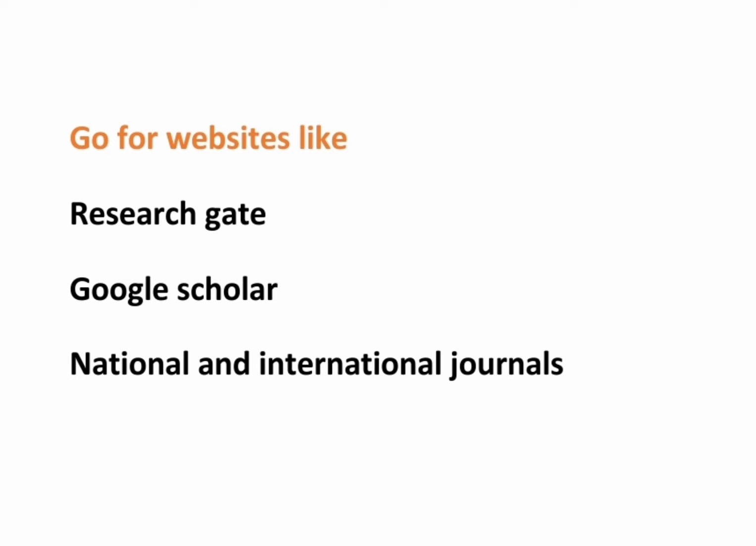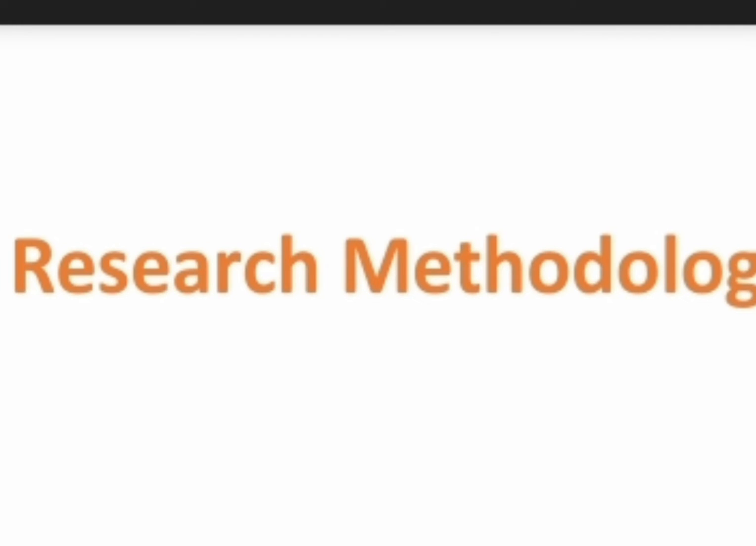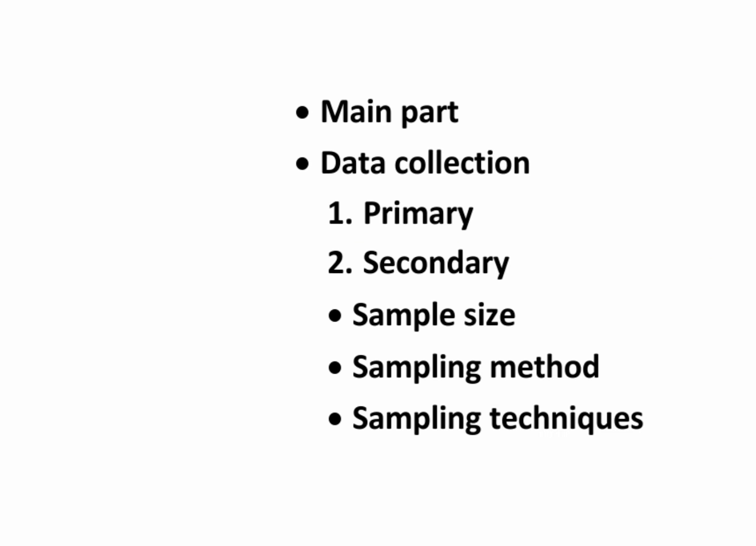Okay. Now we are in the main part, that is research methodology. It is one of the major parts in the project. How to do research methodology, that is the easiest part. The first thing that you have to mention is data collection, and then the sample size, and then the sampling method, and then the sampling technique.